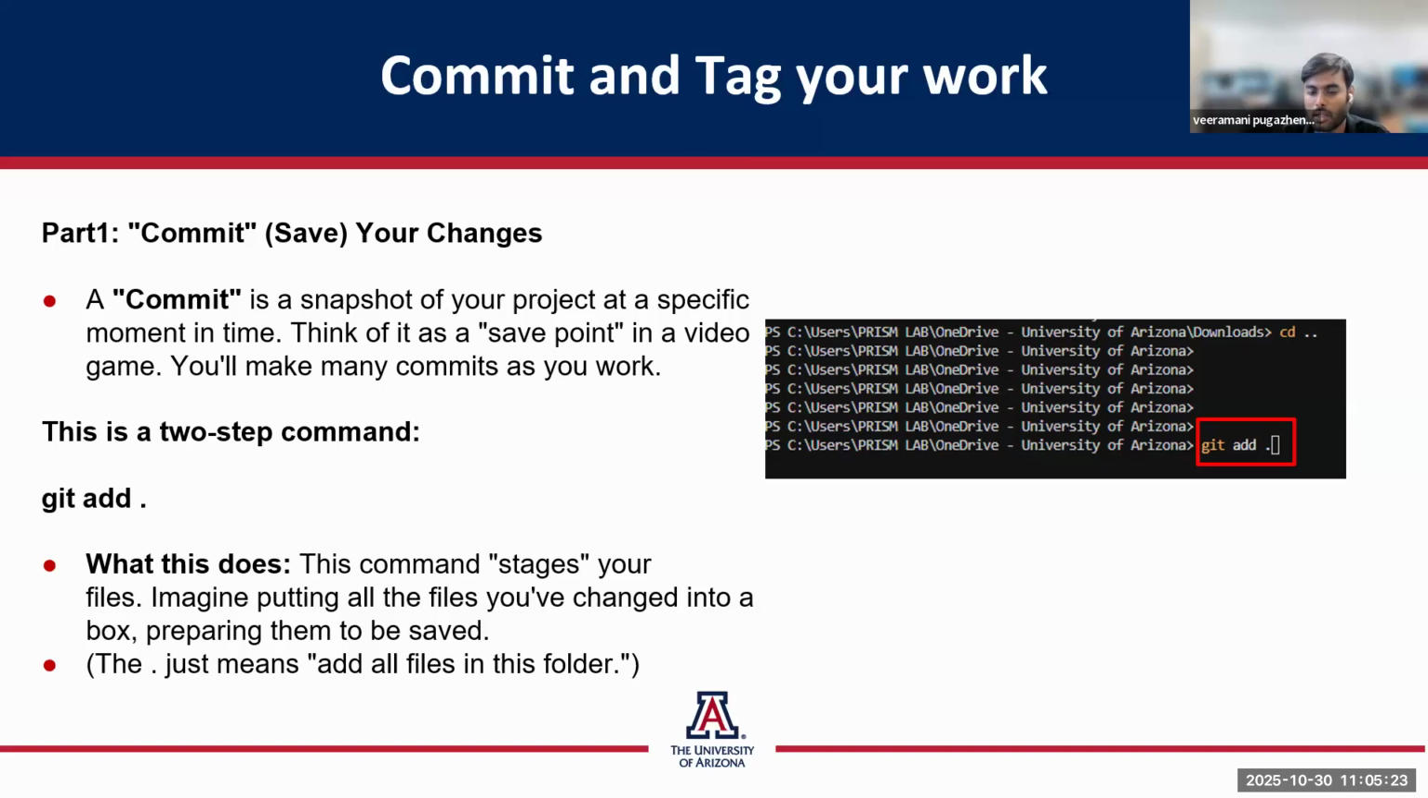Every time you complete a task, fix a bug, or make any meaningful progress, you will make a new commit into your GitHub repository. First of all, we will add the files. We give the command git space add space dot. Here the dot represents every file in the local folder, which will be added to your Git.